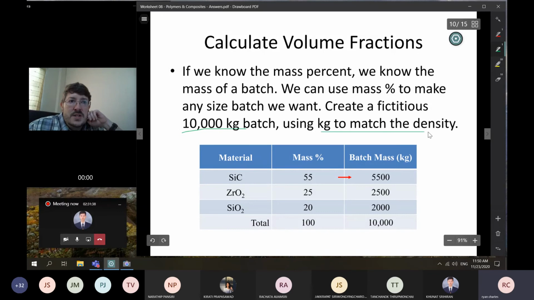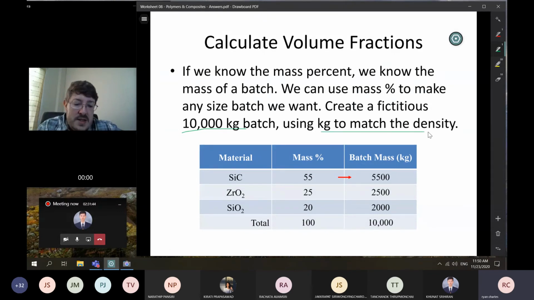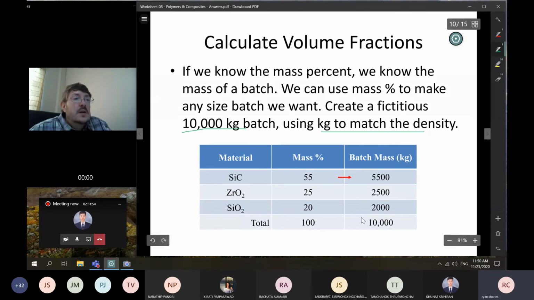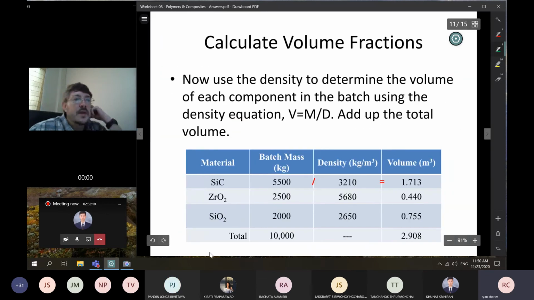because kilograms matches the density. I gave you kilograms per meter cubed. So I'll just make a big imaginary kilogram batch and convert that to volume. It'll make the math a little simpler, especially if you're doing it on paper. So we had 55 mass percent, 25, and 20. Let's make a 10,000 kilogram batch: 5,500 kilograms, 2,500 kilograms, and 2,000 kilograms. That's 10,000.